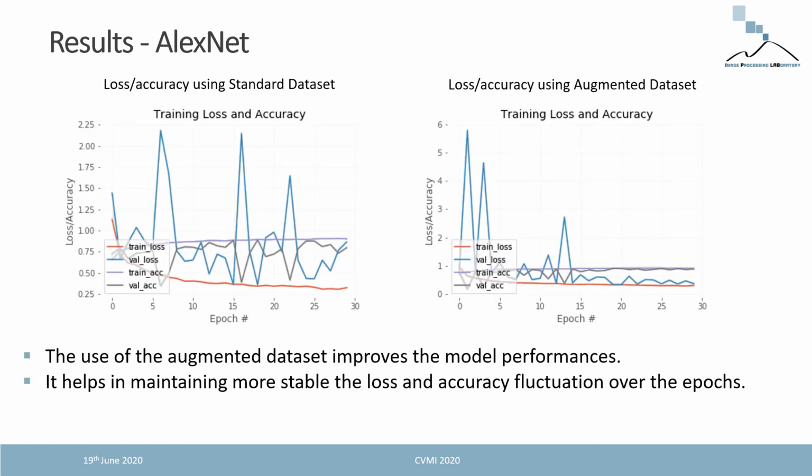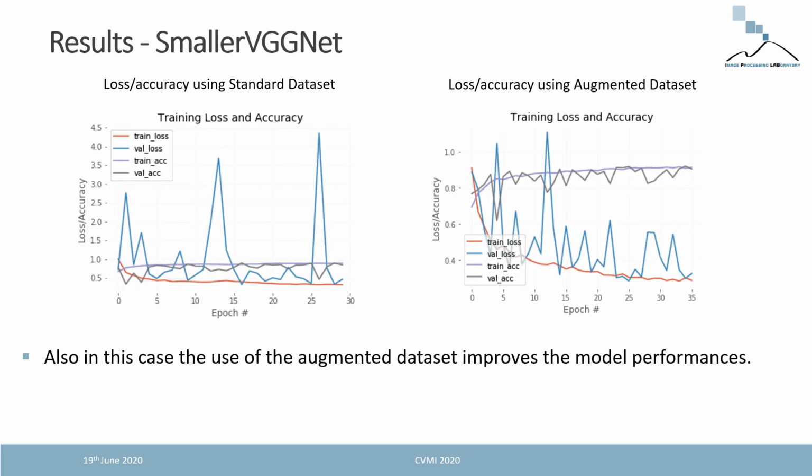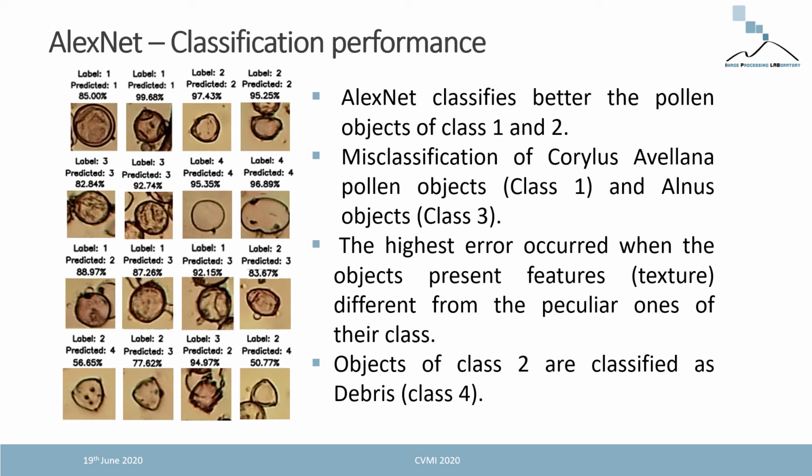The figures show the performance plot related to the training of AlexNet, considering the standard and the augmented dataset. It can be observed that the use of the augmented dataset, besides improving the model performances, helps in maintaining more stable loss and accuracy fluctuation over the epochs. With regard to smaller VGGNet, we observed also in this case that the use of the augmented dataset improves the model performances. In our experiments, we observed that both AlexNet and smaller VGGNet classify pollen objects with a high confidence score.